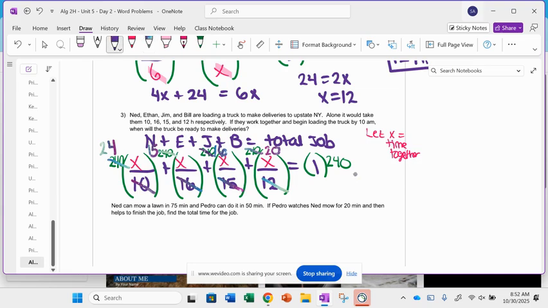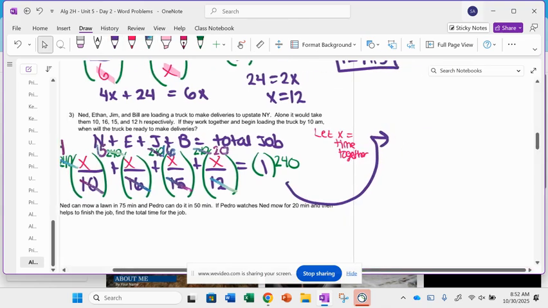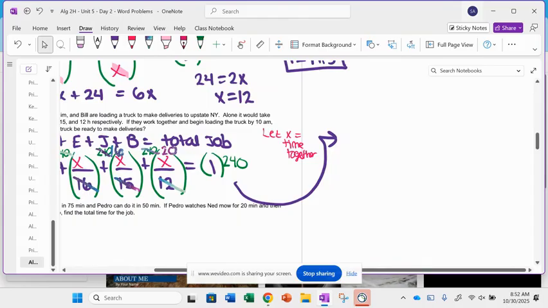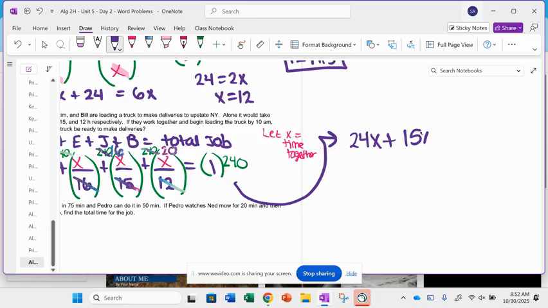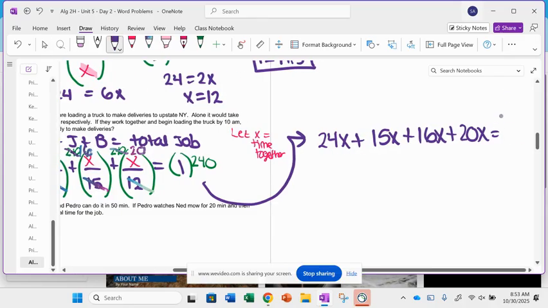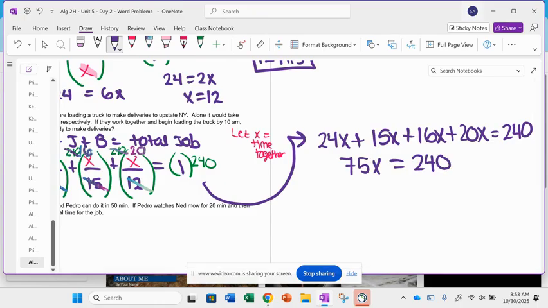So we are going to be left with 24x plus 15x plus 16x plus 20x equals 240. So we will have 75x equals 240. When you divide this, it's not going to go in evenly. You're going to get 3.2.